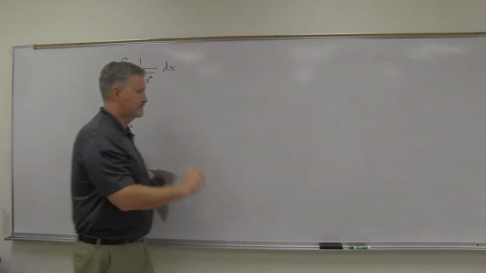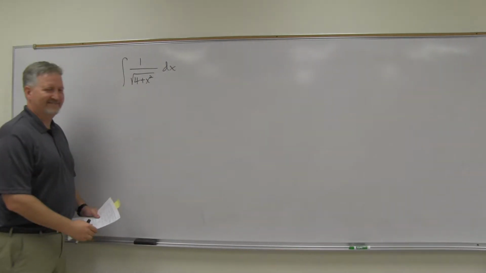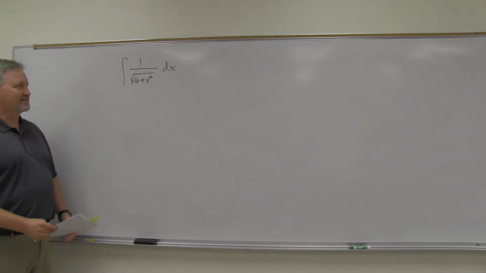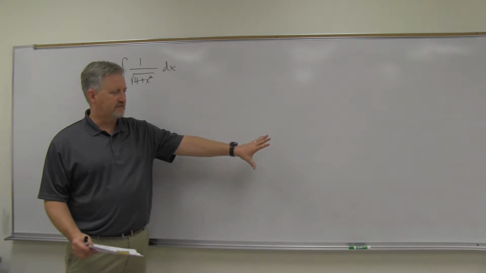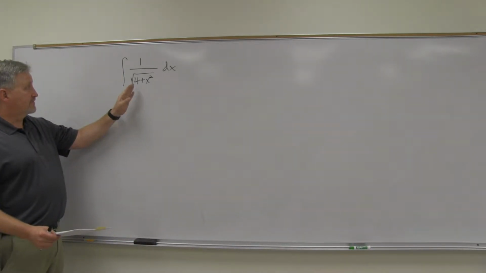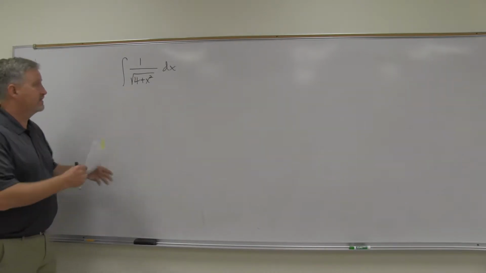A little frustrating, but that's what it is. Okay, this one turns out it's going to be a trig substitution. Now, going back to the trig sub forms here, which one is this? It's something plus x squared. Isn't that a tangent? So x equals a tan theta.